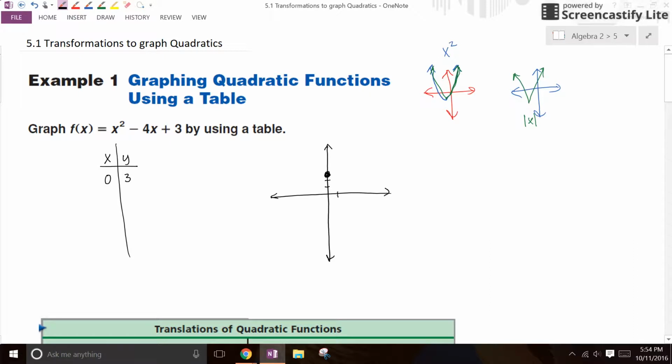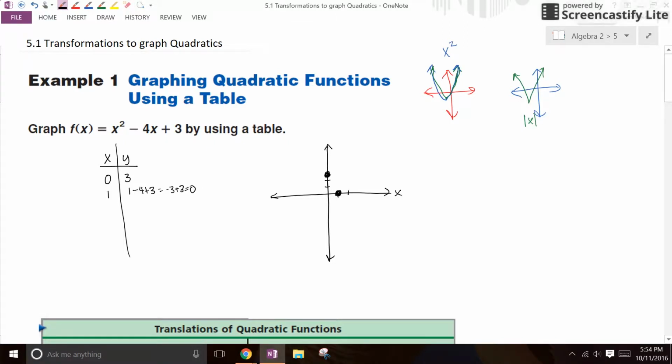Then I'm going to try x is 1. Remember, these are my x's. I just did 0, 3. Now I'm going to do 1. So I'm like, all right, let's do 1. Let's see, what would we have? We'd have 1 minus 4 plus 3, which is negative 3 plus 3, which is 0. So we'd have the point 1, 0. So boom, there's 1, 0.